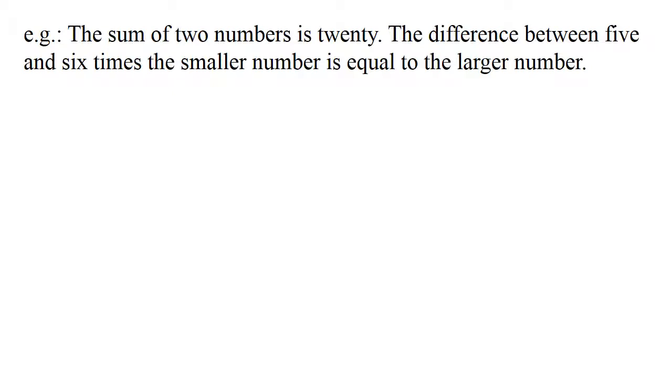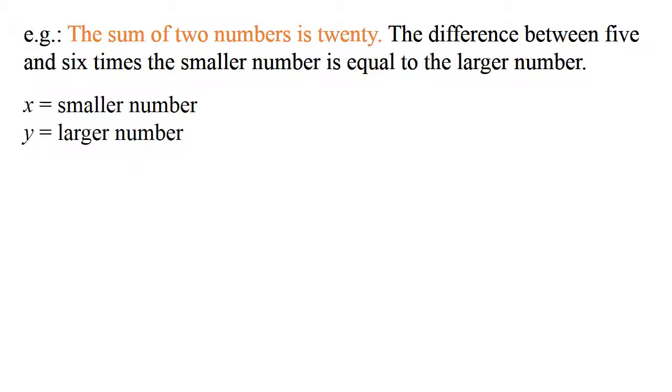Here we have two sentences describing how two numbers relate to each other. We're told the sum of two numbers is 20. The difference between 5 and 6 times the smaller number is equal to the larger number. So what we want to do is talk about two numbers here. X is the smaller number, Y is the larger number. You could do it the other way, but this is the way I chose to do it for this problem.